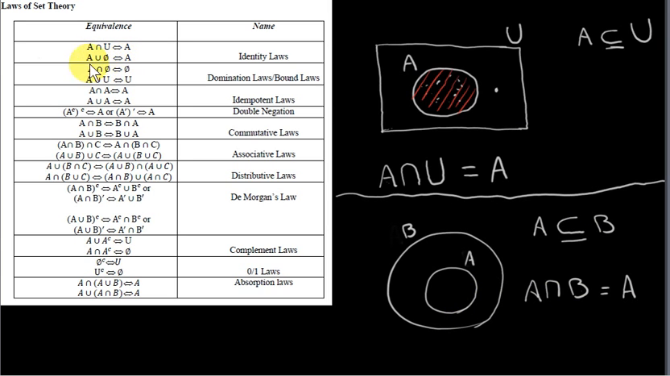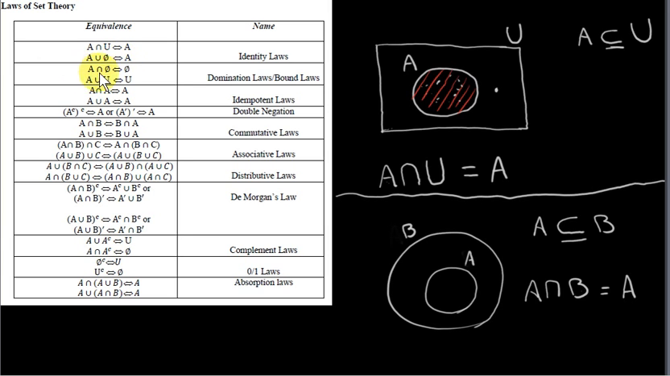The next identity law is actually quite trivial. The union of A with the empty set is just A. Well, the empty set consists of no elements. There's nothing in it. So if we unite those elements with A, we just have A.